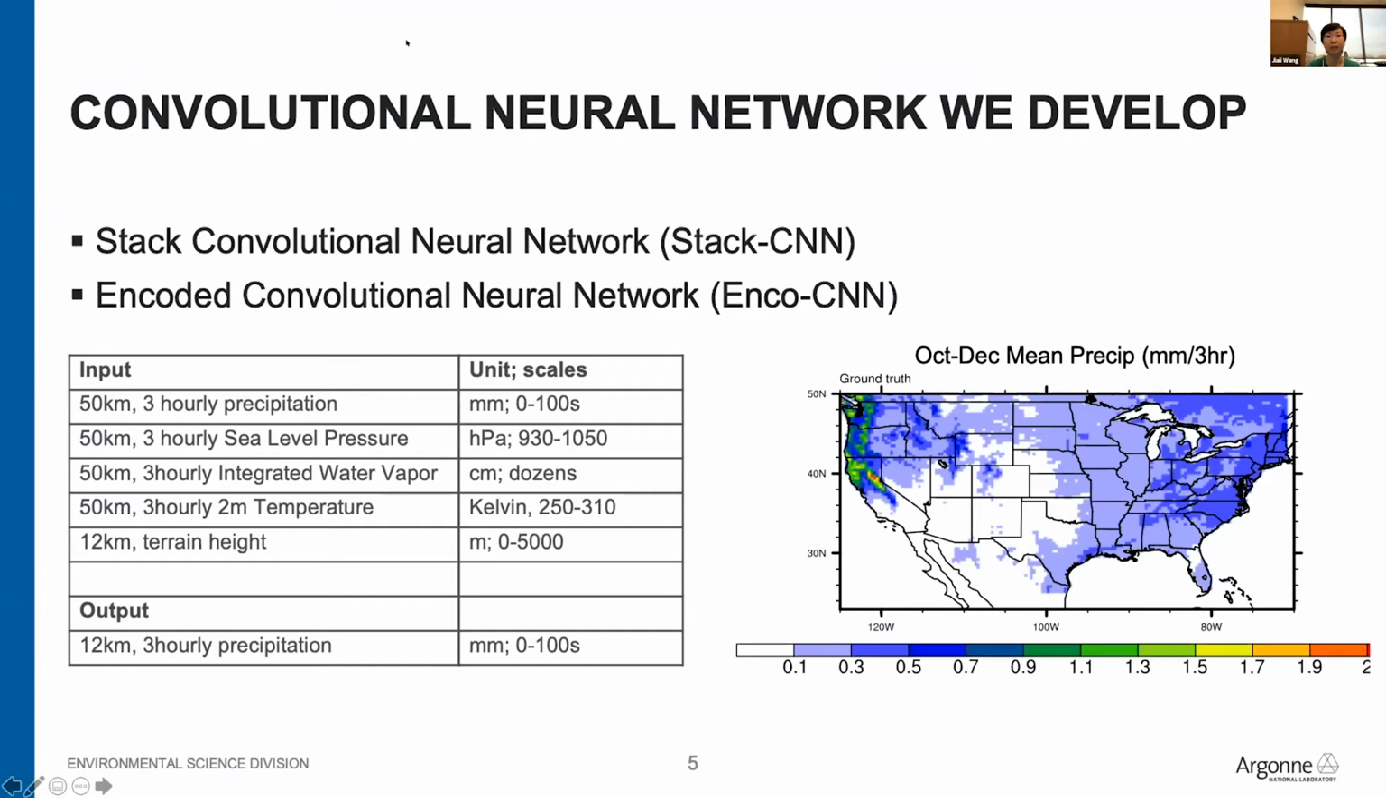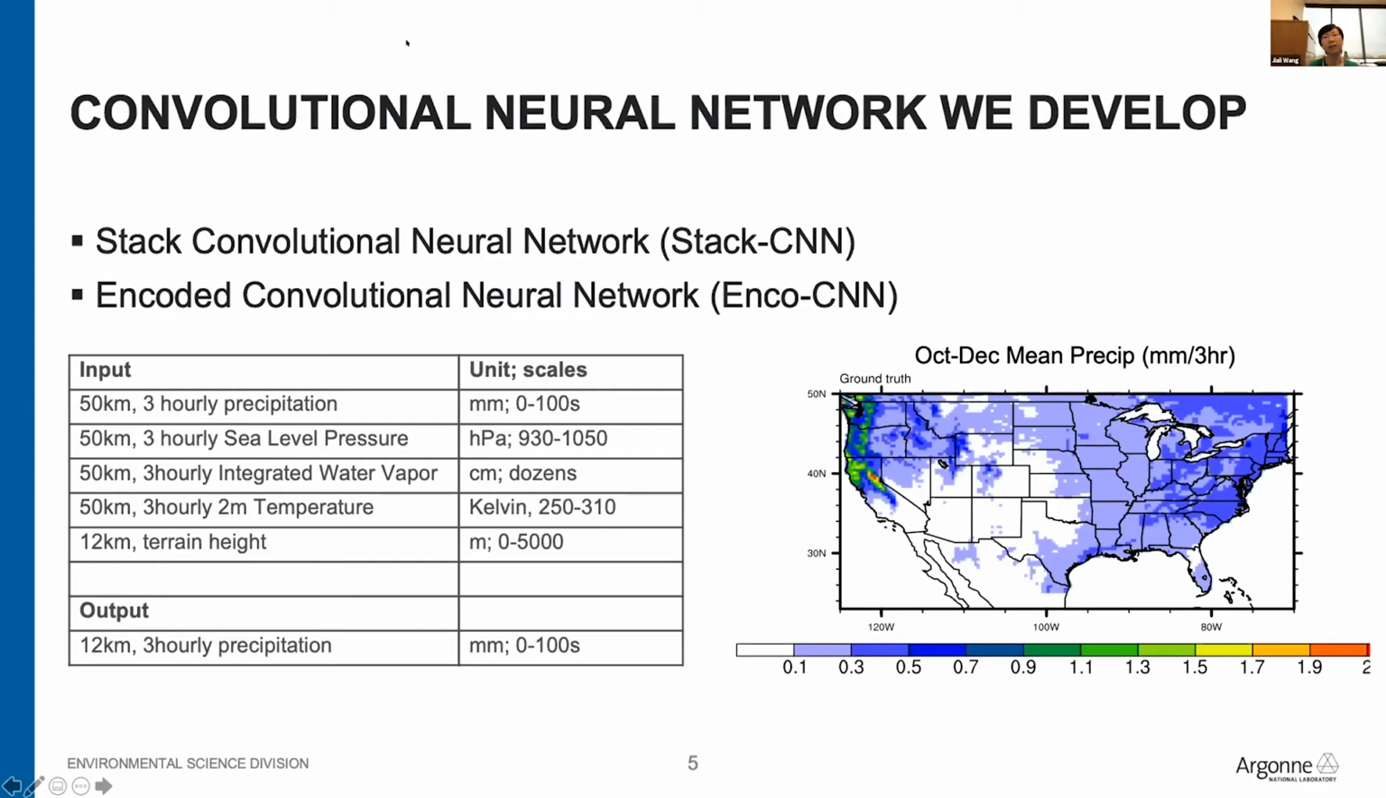In addition, we consider other variables as conditions for precipitation, such as sea level pressure, vertically integrated water vapor, and temperature, which we found have pretty good correlations in both space and time with precipitation. And you can see on the right side of the table, those variables are in different units and different scales. And the output is the high resolution at 12 kilometer for precipitation.